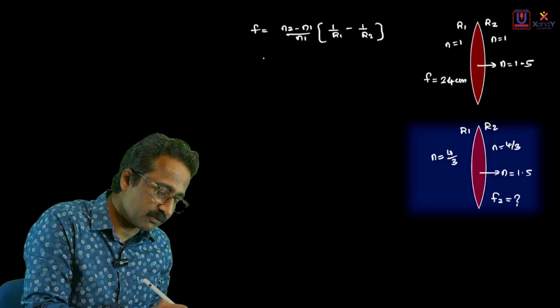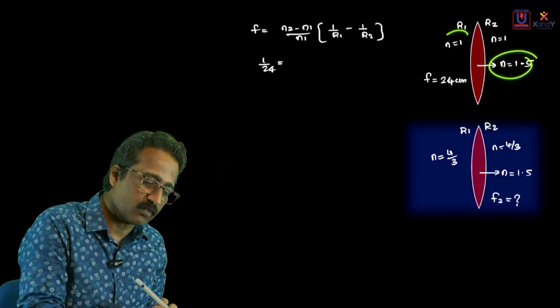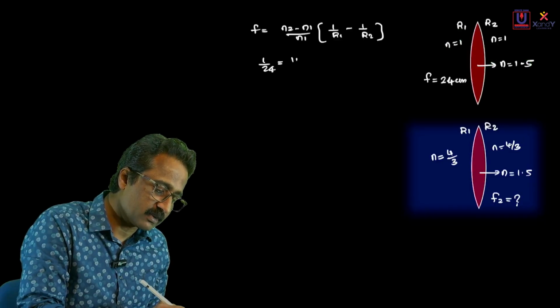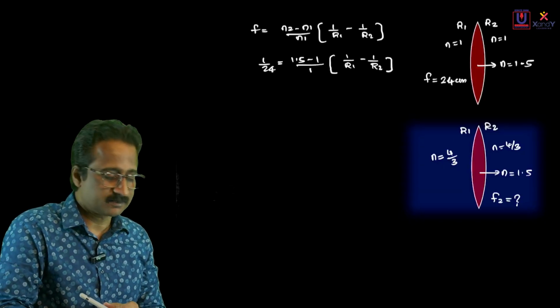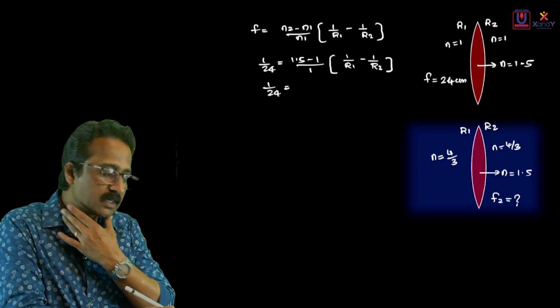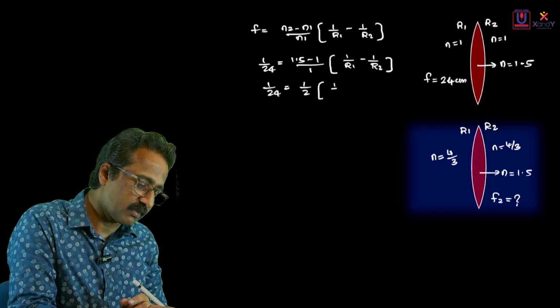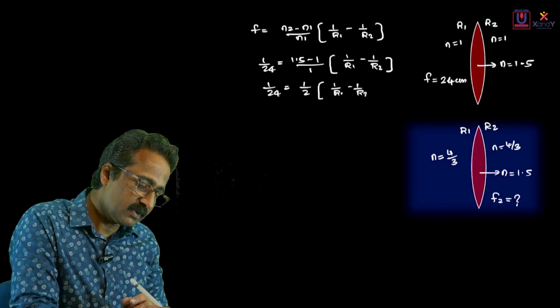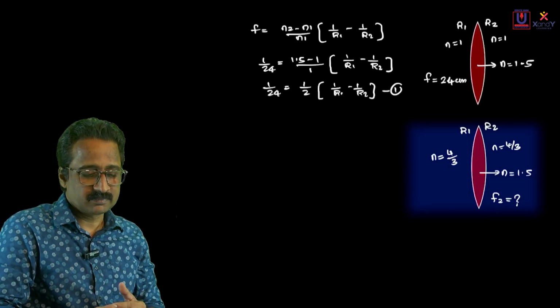It is 24, so let me put values. 1 by 24 is equal to, n2 always stands for lens, n1 surrounding. So I have it as 1.5 minus 1 divided by 1, that into 1 by r1 minus 1 by r2. I'm not giving any value for r1 and r2 because later that term is going to be cancelled. 1 by 24 is equal to 1.5 minus 1, which is 0.5. 0.5 can be written as 1 by 2, that into 1 by r1 minus 1 by r2. Let me keep it as equation number 1. That's for the first lens. Let's repeat the same thing for the second lens now.